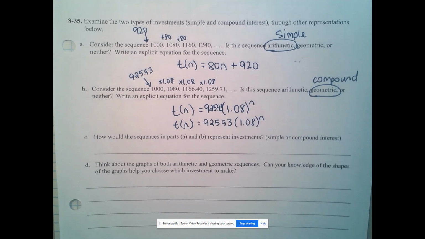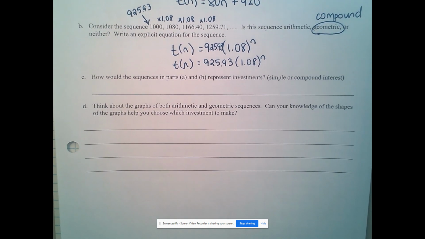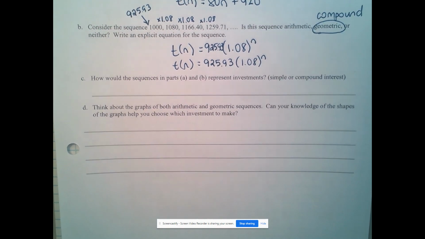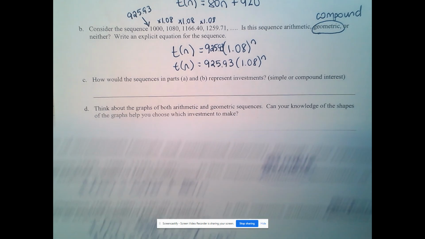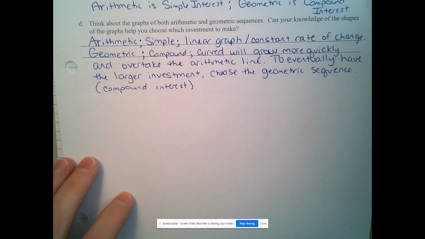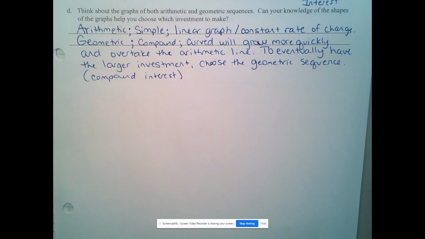How would the sequences in parts A and B represent investments, simple or compound? The arithmetic was simple interest, the geometric was compound interest. Think about the graphs of both. Can your knowledge of the shapes of the graph help you choose which investment to make? An arithmetic graph would be the simple interest graph. It would show linear growth, a straight line with a constant rate of change.